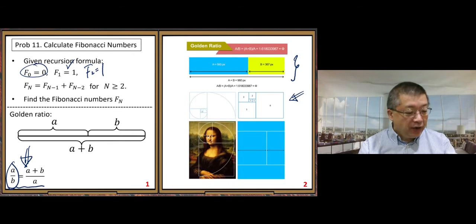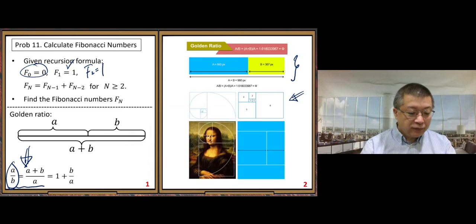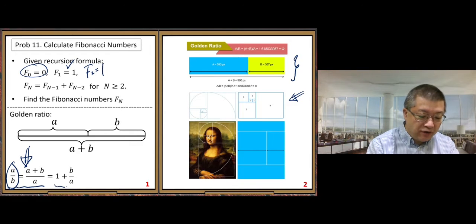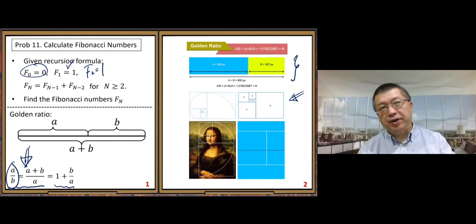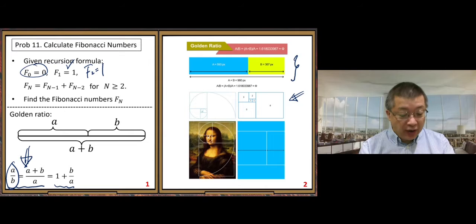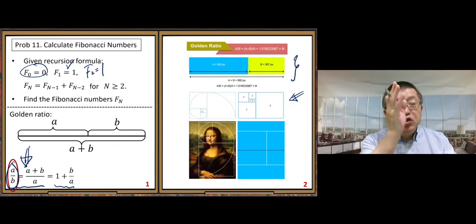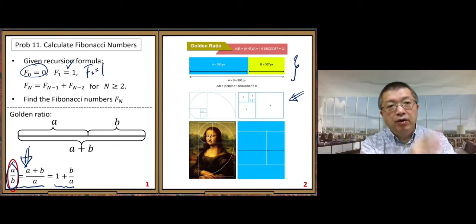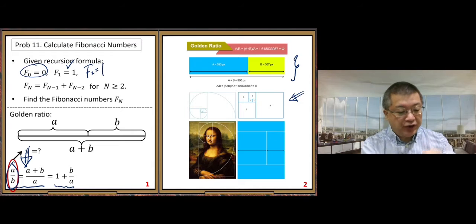In order to find the ratio, let us simplify the right-hand side a little bit. 1 plus B over A. After this simplification, we can introduce a new variable to represent this ratio, X.